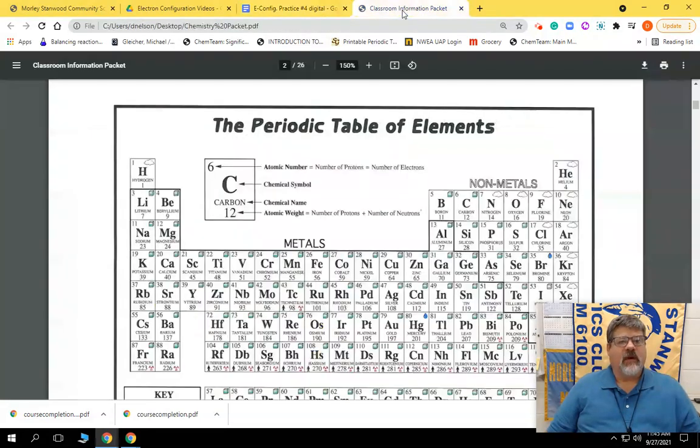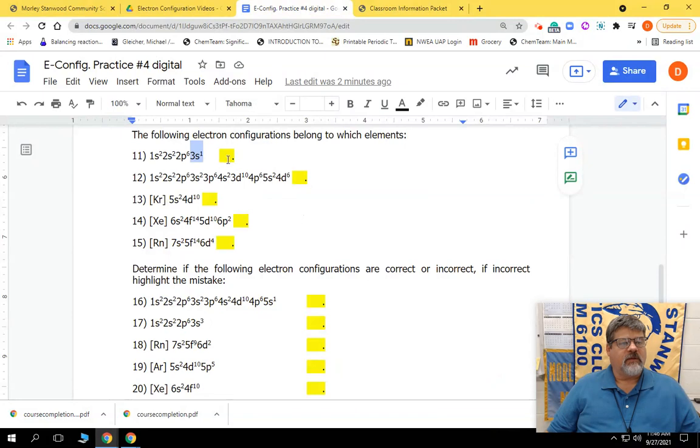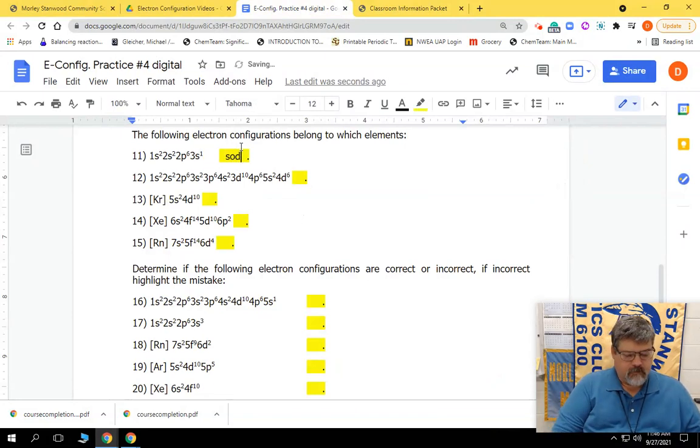So let's look at the periodic table. We know that 11 would be sodium. But let's see if it works out. 3s1: 1, 2, 3, and this is the s, 3s1. So we know that our answer is sodium. Let's go to the next one.